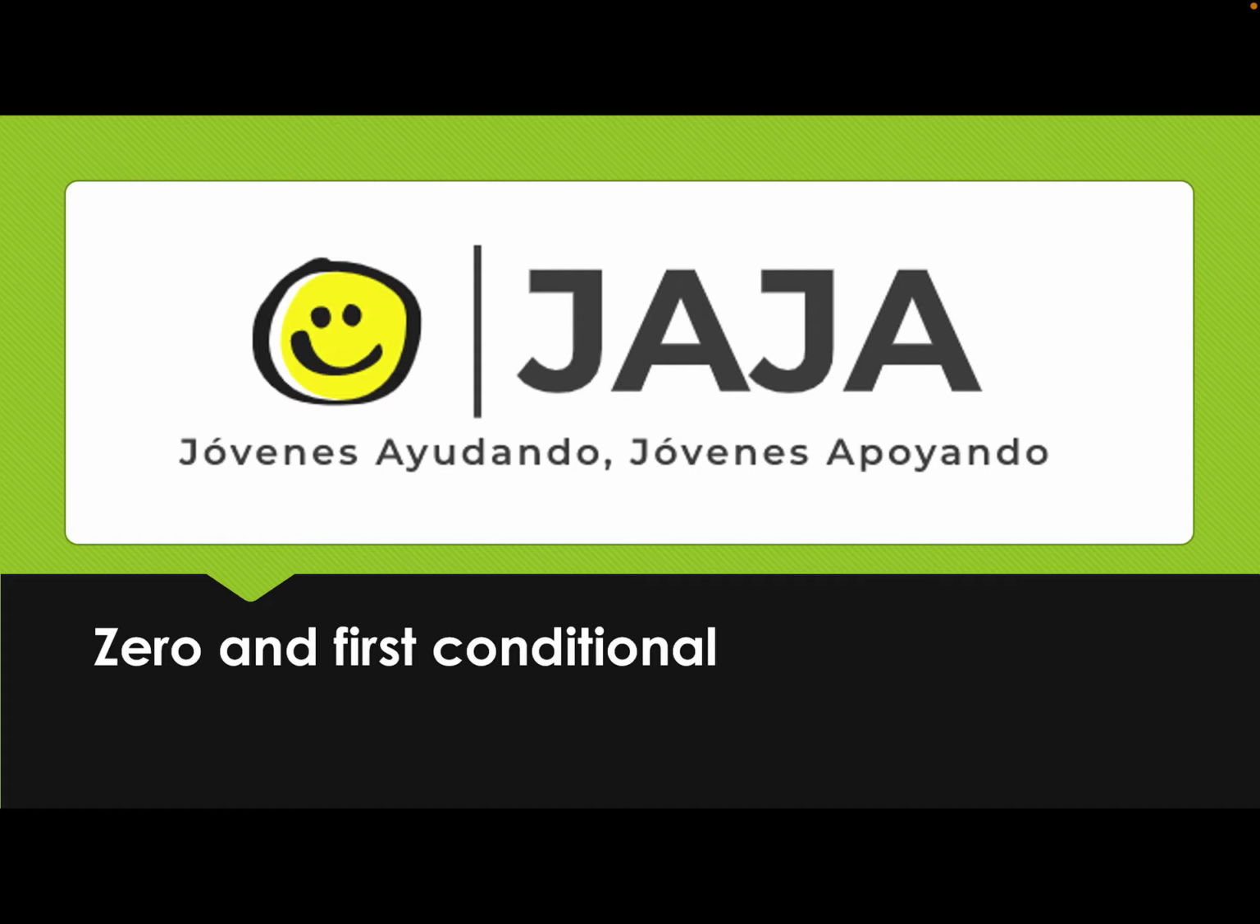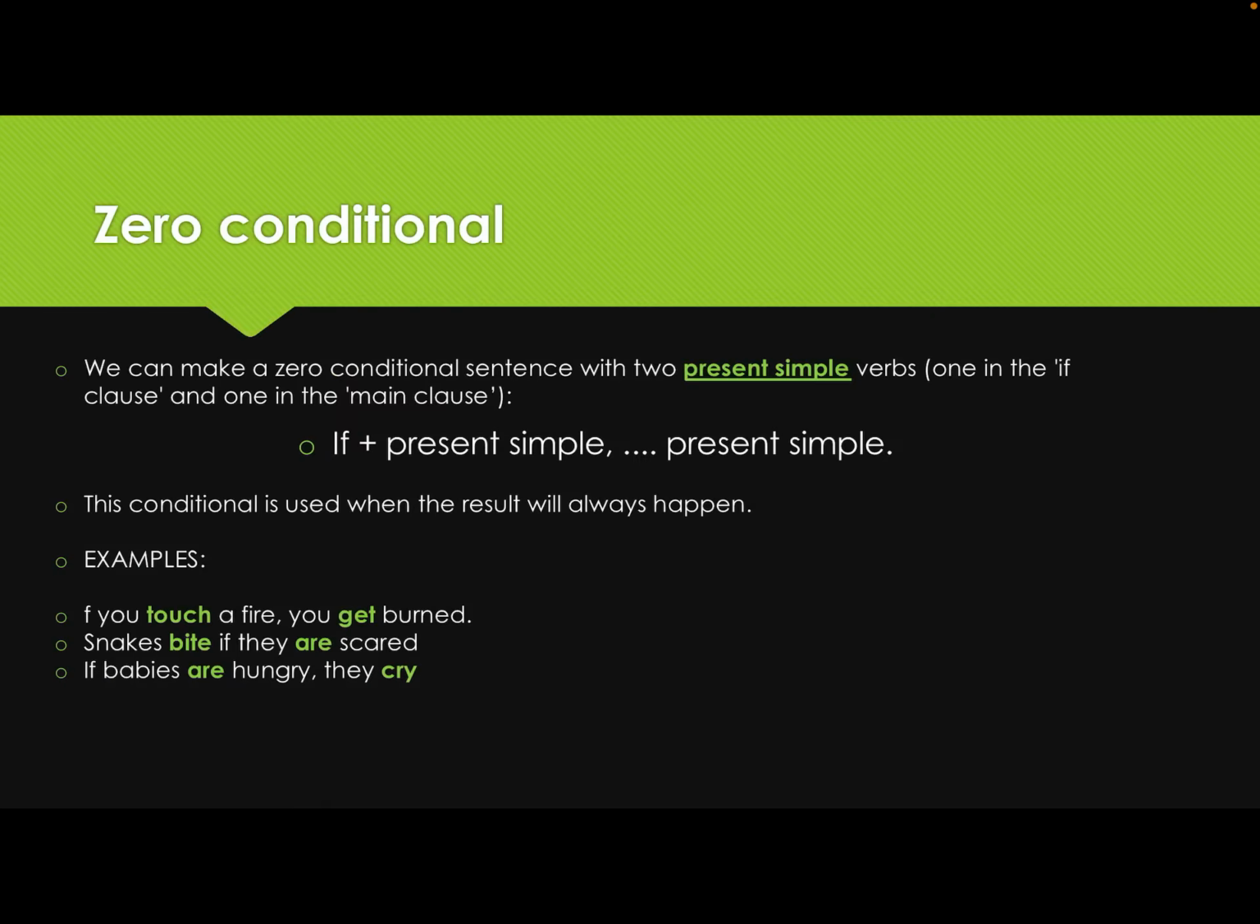Today we will be reviewing the zero and first conditional. First, we're going to see the zero conditional. We can make a zero conditional sentence with two present simple verbs. One is always in the if clause, and the other one is in the main clause. The structure to build a zero conditional sentence is if plus present simple plus present simple.